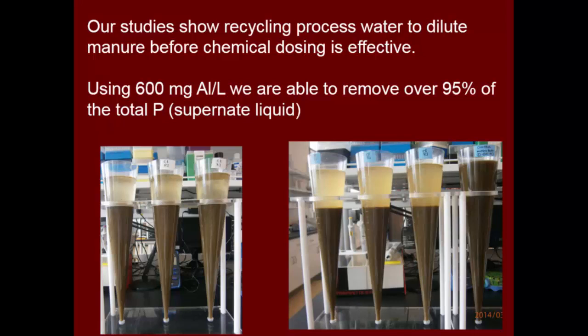What we were able to see is that when we used 600 milligrams per liter, we were removing about 95% of our total phosphorus from the liquid. Now, do we really need to remove 95%? That's where the designer comes in. If you only want to remove, say, 60%, then you dose accordingly to get your 60%. If you want to remove 100%, then you have to push your chemicals. So the target is always moving depending on your need.